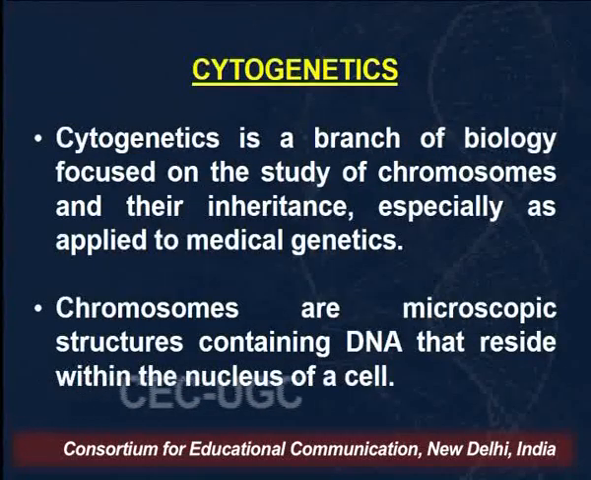As I told you, cytogenetics is a branch of science which deals with the study of chromosomes and their inheritance. Before moving into what exactly karyotyping is and how we check chromosomal abnormalities, we should understand what chromosomes are. Chromosomes are microscopic structures which contain DNA and reside within the nucleus of the cell. During cell division, these structures become condensed and are visible through the microscope when we stain them with particular staining techniques.